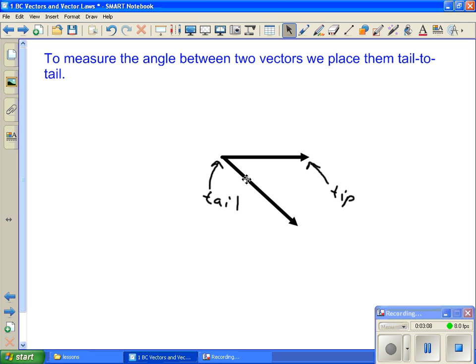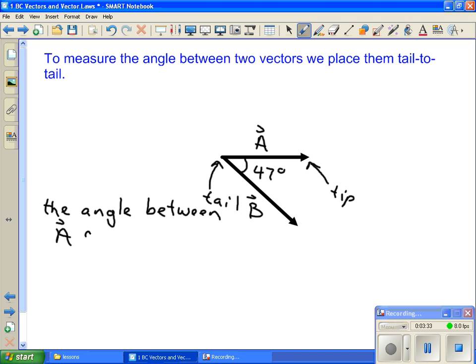So I could label these things. I'll call this vector A. I'll call this one vector B. And let's say the angle in between there is 47 degrees. We would say that the angle between A and B is 47 degrees.